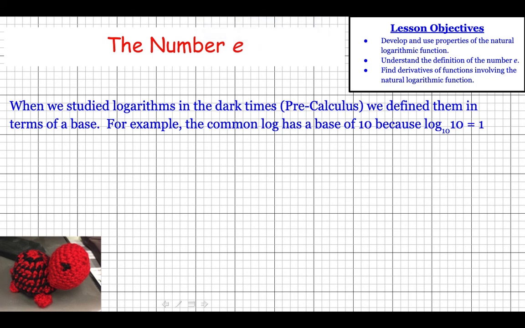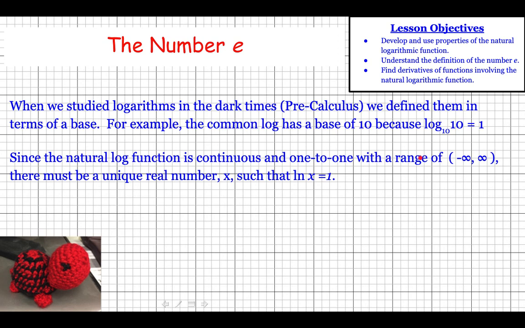Now when we first started studying logarithms, we defined them in terms of the base. So we always said the log base something, so the common log is base 10. So the natural log has to have a base also. It has to have a unique real number such that the natural log of that number is going to equal 1.